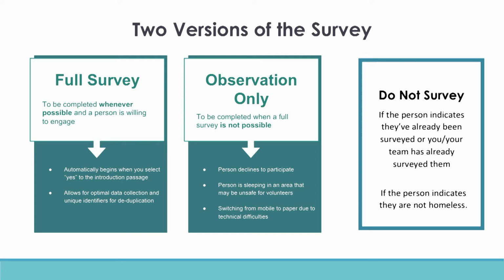If a full survey is not possible, you can complete an observation-only survey. Some examples of when you would complete an observation-only survey are when a person declines to participate or if a person is sleeping in an area that may be unsafe or inaccessible to volunteers.